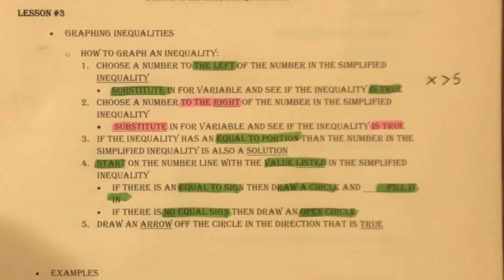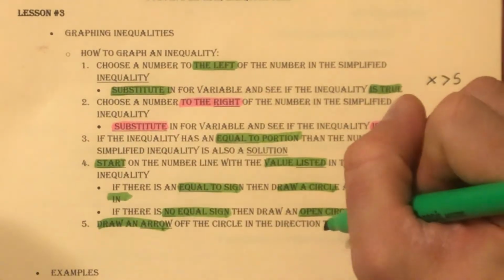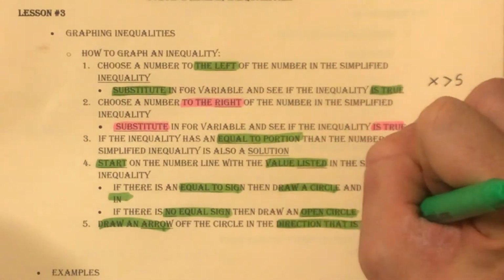Fifth step is then we draw an arrow off the circle in the direction that we found was true. So here's where those two numbers, the left side and the right side, come into play. Did the left one make it true or did the right one make it true? Whichever one made it true is where we are going to draw the arrow going in that direction. So again, draw an arrow off the circle in the direction that is true.